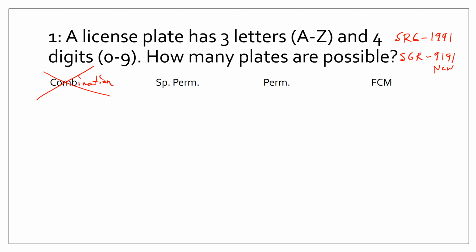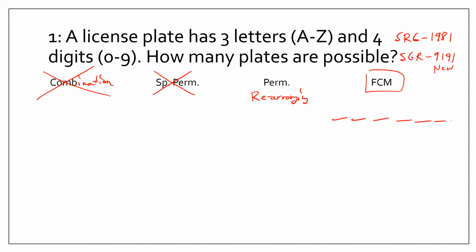Furthermore, is it a special permutation? Am I rearranging things and I have repeats? I know I have repeats here, but did I have to have those 9s? I didn't. I could have had an 8. Now there are no repeats. So the point is, I can have repeats, but it's not like I'm rearranging things with repeats. So also not a special permutation, which means it's either a permutation or a fundamental counting principle. It actually happens to be a fundamental counting principle. Permutation has to do with rearranging, and since I'm not really rearranging here, it's just a straight up fundamental counting principle. So I'm going to choose my slots.